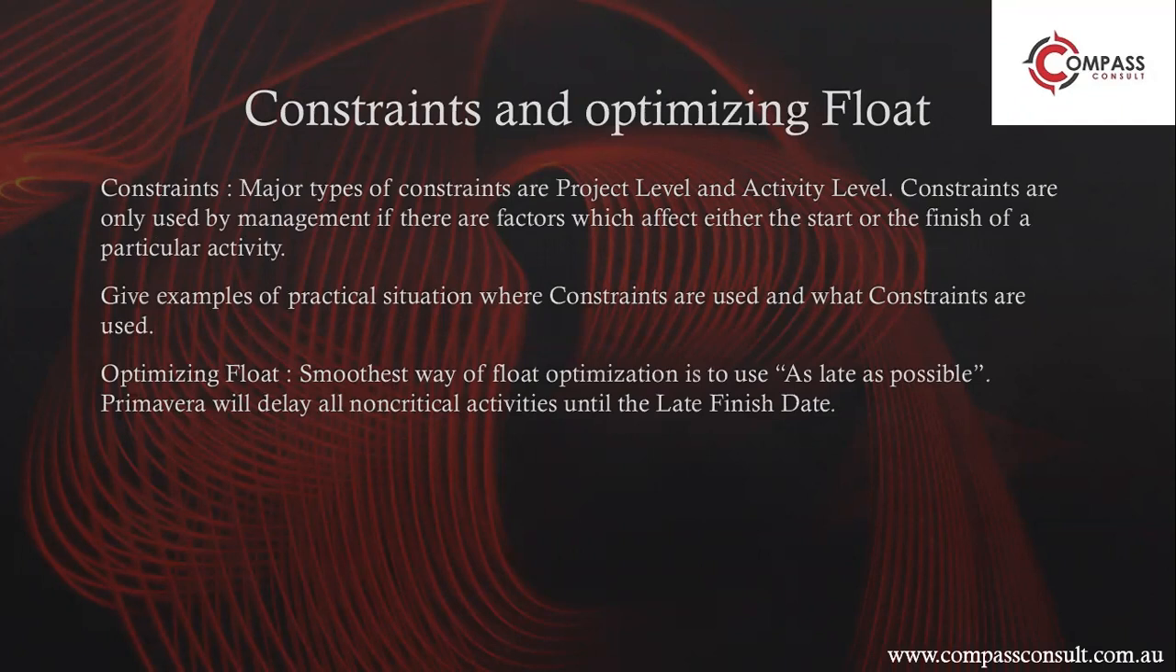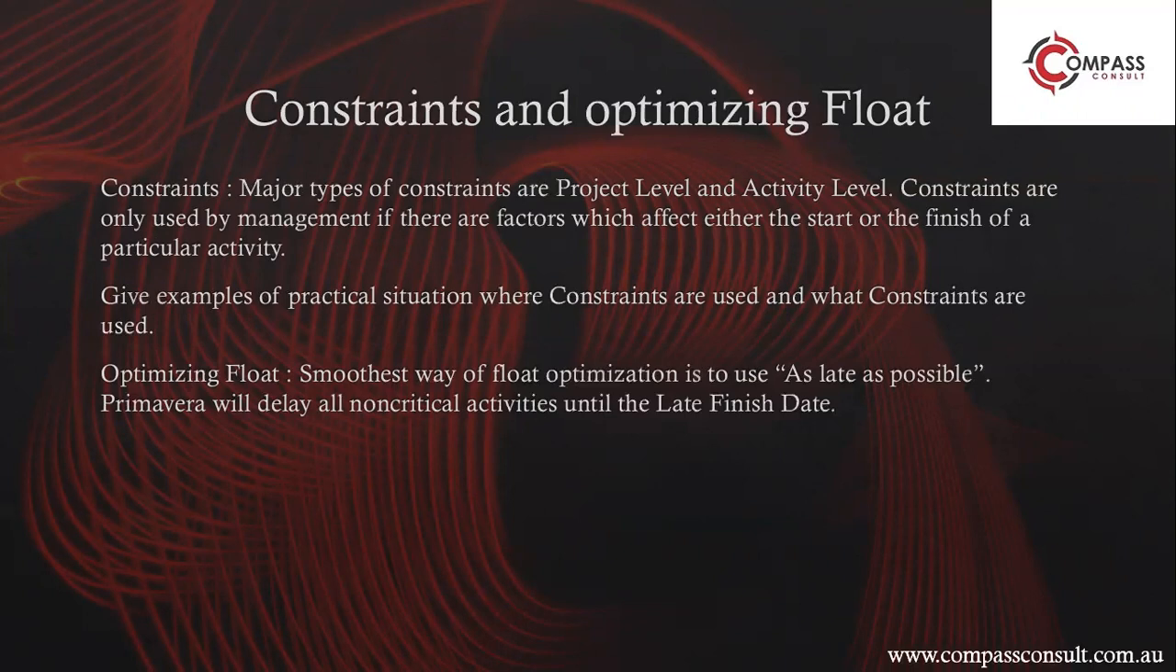I'll give you some practical examples. As Jala has already discussed these examples earlier, I think there is not much need, but if some of you are not able to understand, I'll still give one more try to explain it in much more detail. So first I'll read it. What is a constraint? The major types of constraints are project level and activity level, as we discussed.